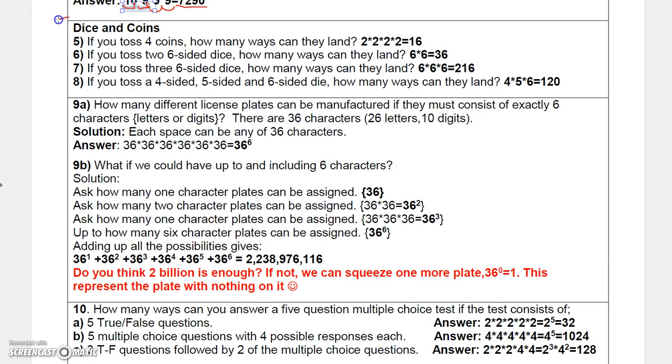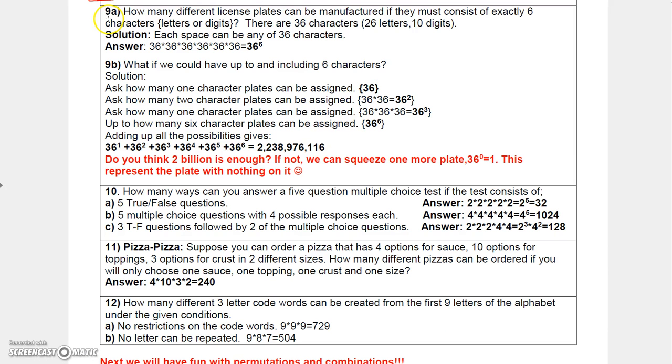Okay, go ahead and read this on the dice and coins. I've already talked about it a little bit, so you can read those examples. And then after you've read them, you can start the video again. Okay, if I don't get through the rest of these, just freeze the video and read the rest of it.